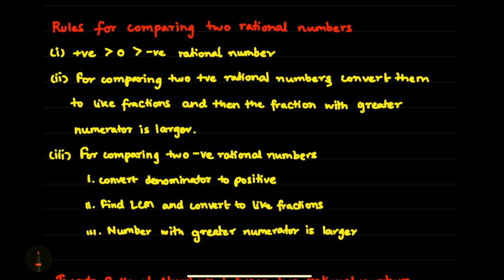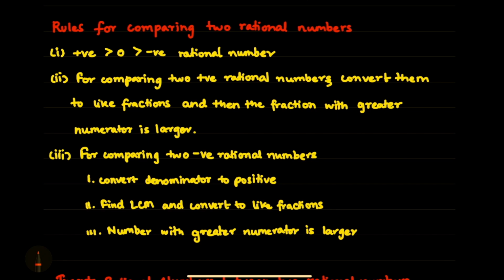But things do change when we try to compare two negative rational numbers. This takes a couple of steps. First, we convert them into rational numbers with positive denominator if it needs to be. Then we find the LCM of the denominators. We convert each rational number obtained previously with the LCM as their denominator. And then the number with the greater numerator is greater. We will understand this more clearly through the examples I will go through later on in the chapter.